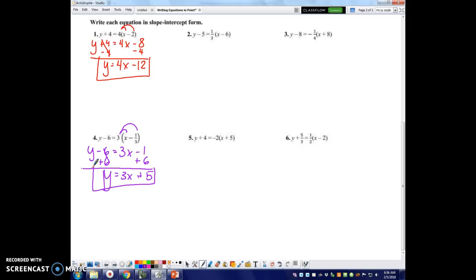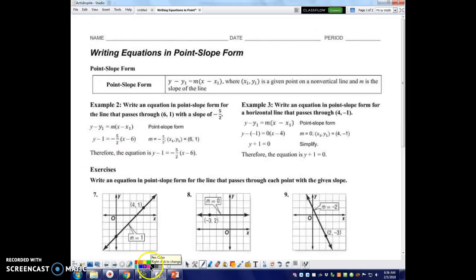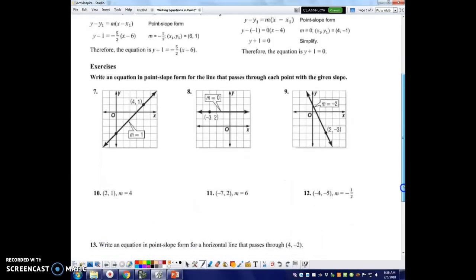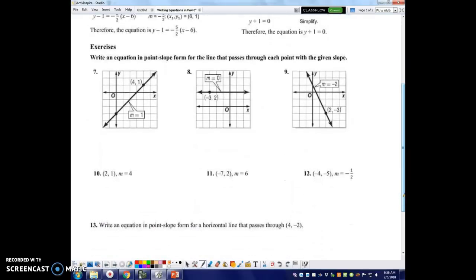All right, so turn your paper over. We're going to look at this backside here. What they want you to do, we're going to look at the graphs first. And again, they have example 2 and 3 up here to help you. So what we're looking at says, write an equation in point-slope form for the line that passes through each point with the given slope. So now we're just writing into point-slope form. They give us a point, they give us a slope.